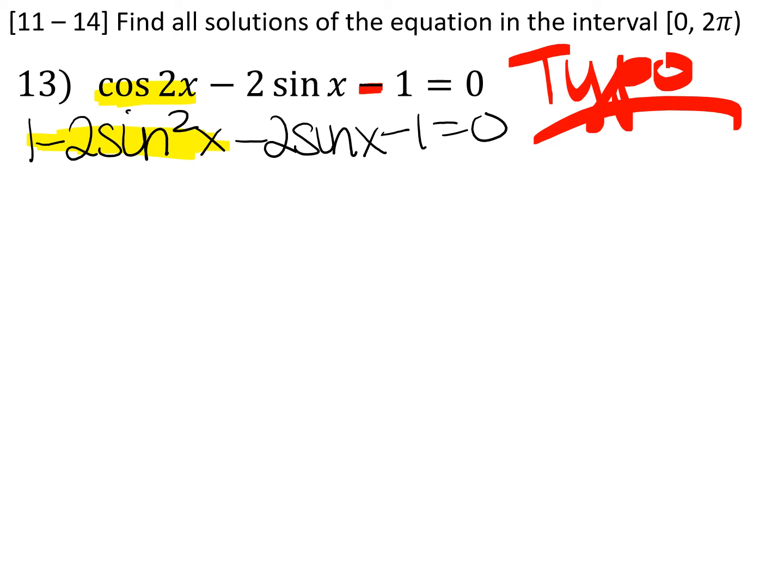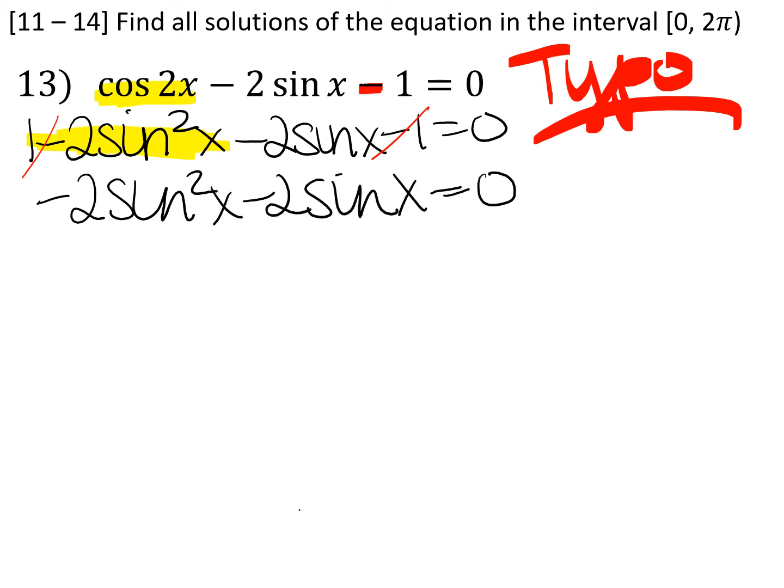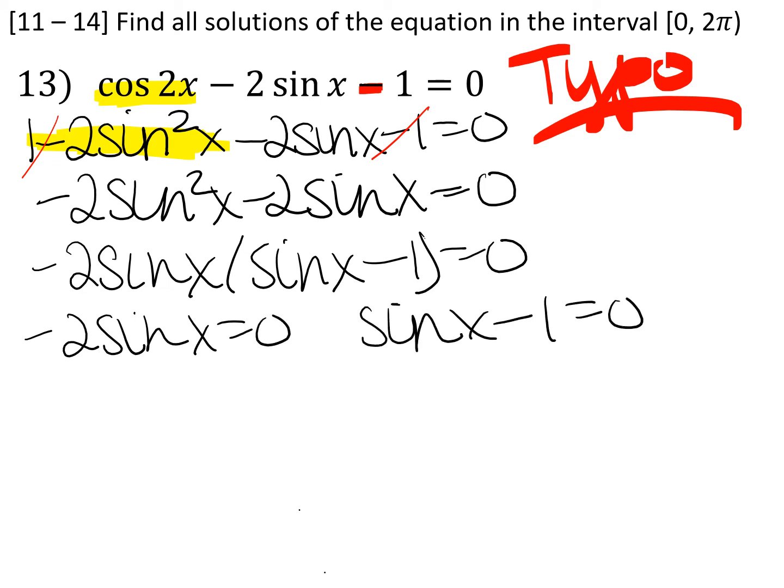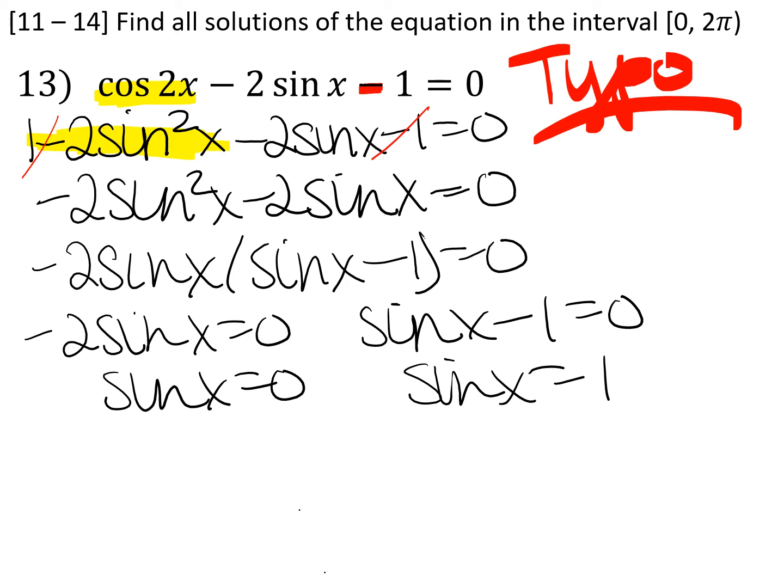Okay, so now I see that with this correction and that typo, those two will eliminate. And then I'm left with negative 2 sine squared x minus 2 sine x equals 0. I'm going to factor out my GCF, which is negative 2 sine x. Okay, and I set each factor equal to 0. Divide by negative 2, I get sine x equals 0. Add 1, I get sine x equals 1.